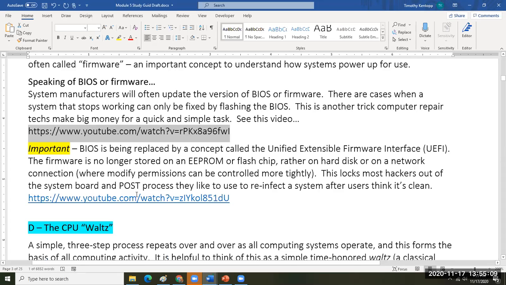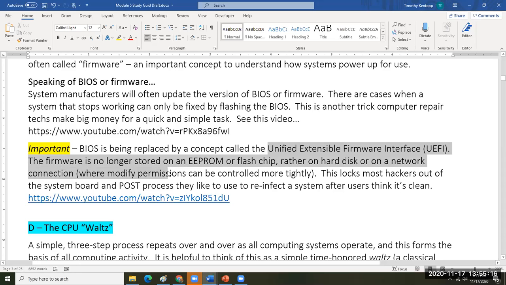So yeah, here's another reference. The BIOS is being replaced by the UEFI. So here I go into more details about what UEFI is, and here's the link.